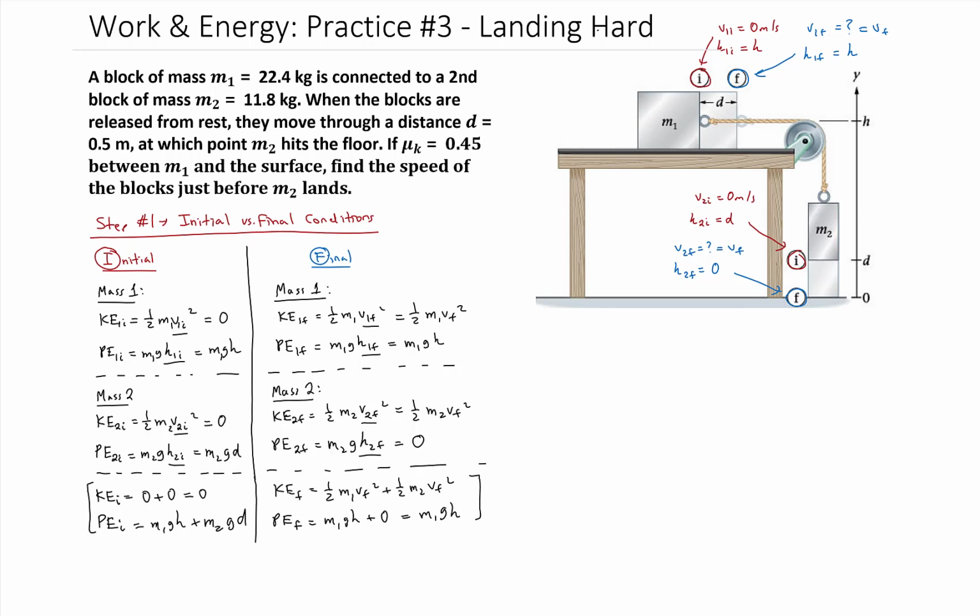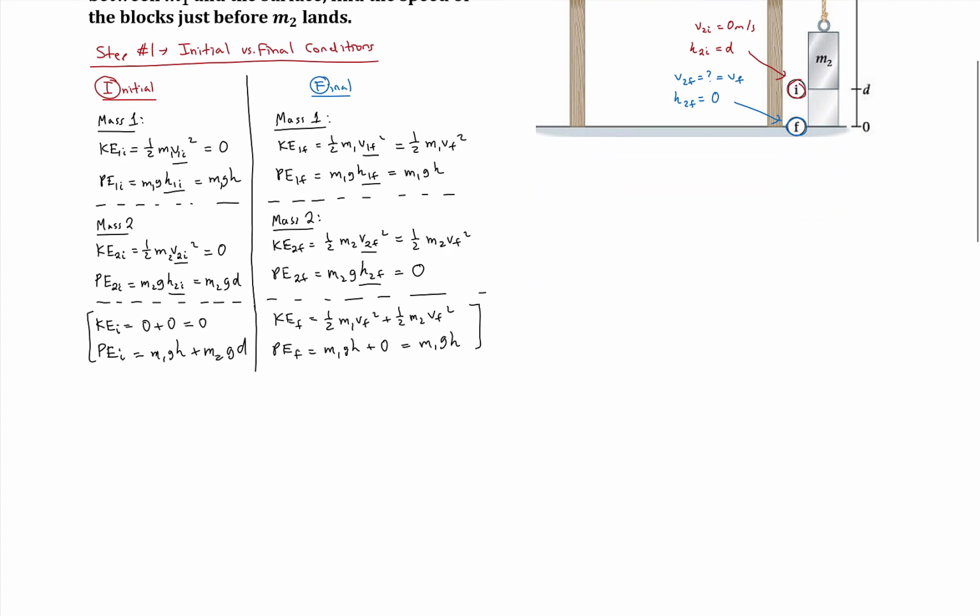So step number 2, we'll go over here, involves setting up the energy equation. So the energy equation is delta ME is equal to delta KE plus delta PE. We already know we can solve for the right-hand side because we have KEI, KEF, PEI, and PEF. So we can create an equation based off of that.